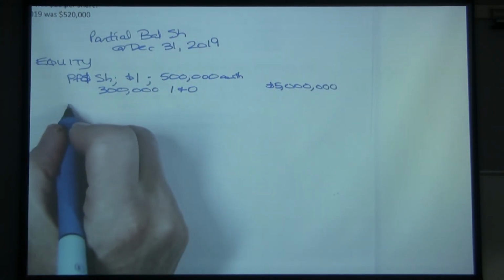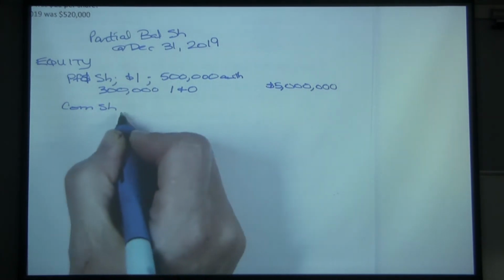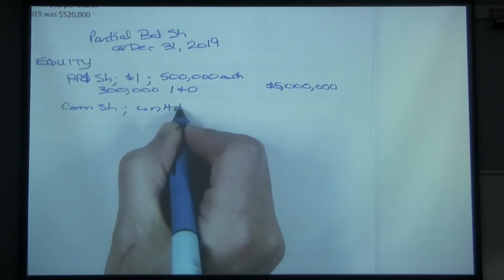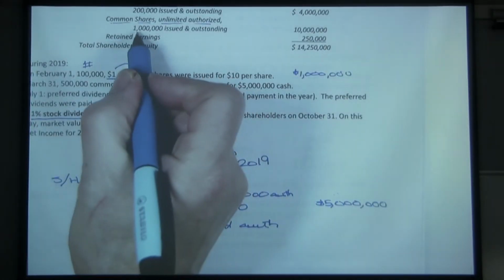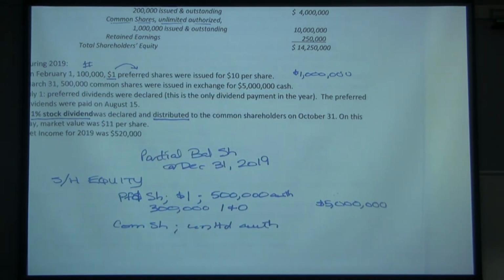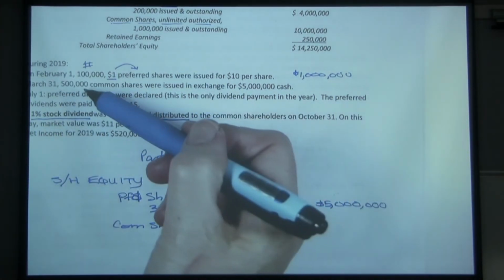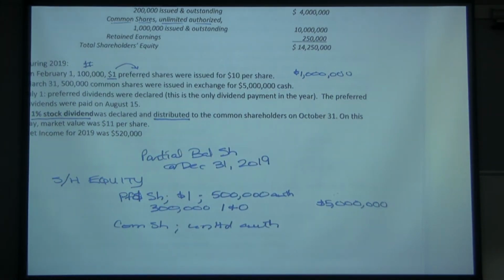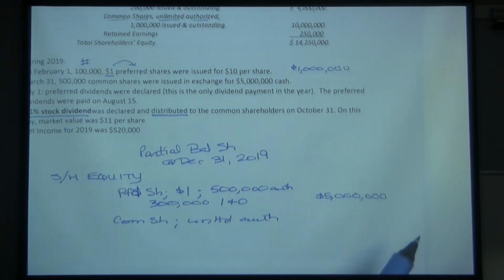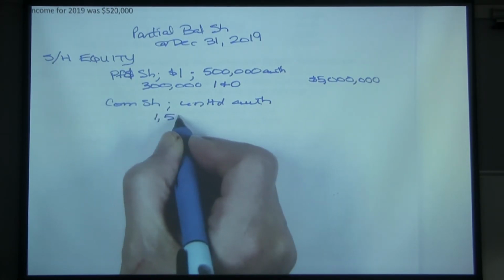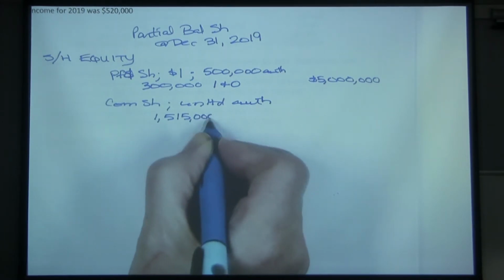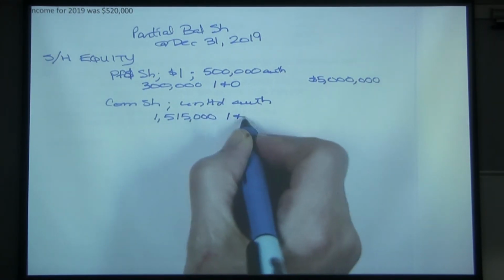Okay, so now we can write our common shares. This is unlimited authorized. And we had 1 million shares the year before, but we issued another 500,000 shares. And in addition to issuing the other 500,000 shares, we also issued another 15,000 shares when we did our stock dividend. So our total common shares now are 1,515,000. That would be issued and outstanding.